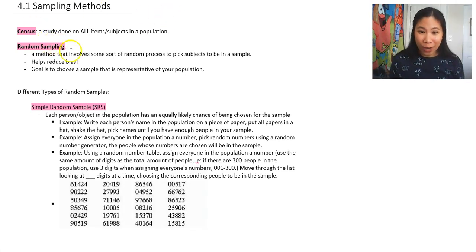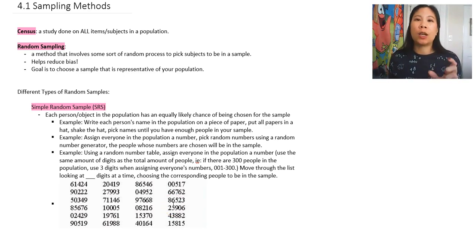All right, so with a random number table, I've included an example here for you. The way that we're going to assign numbers to people changes just a little bit, depending on how many people you have in total. So let's say we had 300 people total in our population. We would look at the number of digits corresponding to how many people are in our total. So if we have 300 people in our population, we're going to use 3 digits at a time. So assign everybody in your population a 3-digit number. Like if they were number 1, they would be 001.